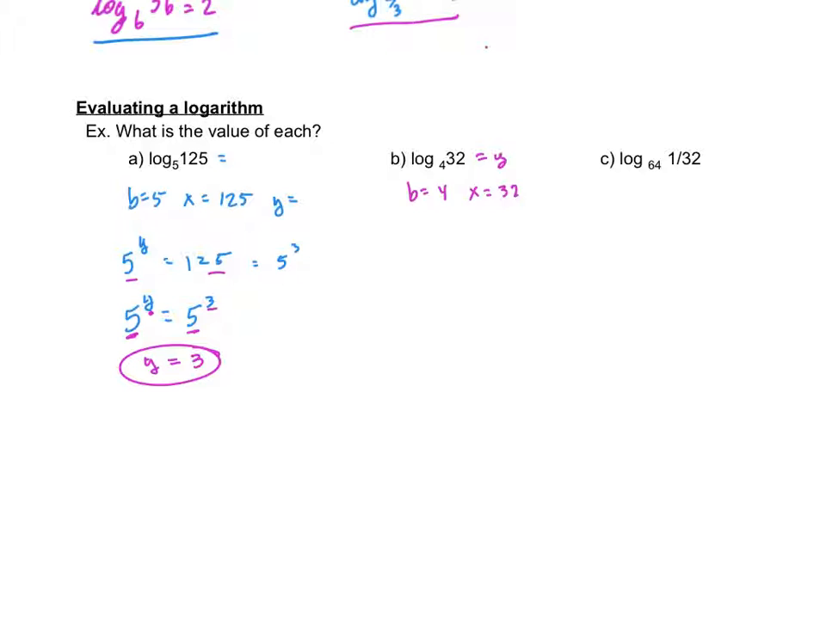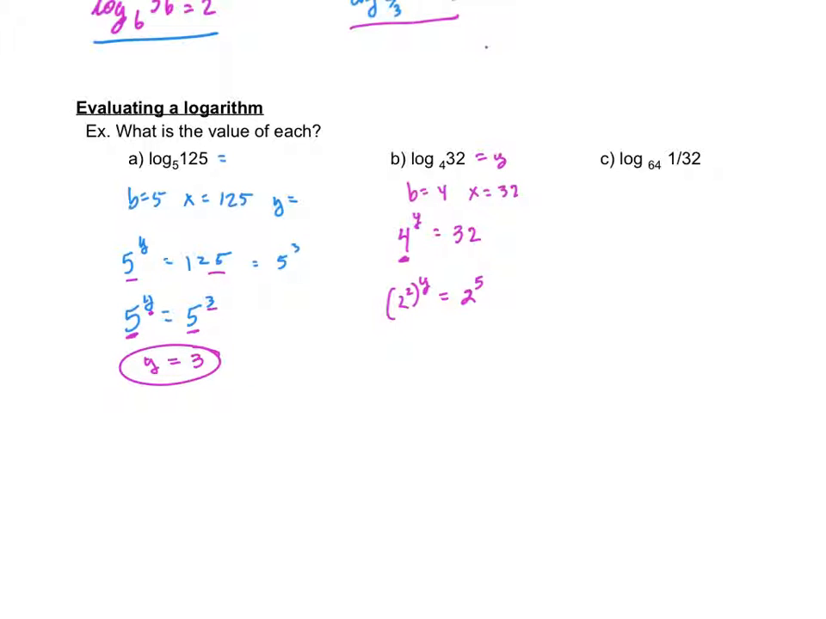So if I have 4 raised to some power is going to be equal to 32. Now, 32 is not a perfect square of 4, but what we can do is use our exponent rules. We can say that 4 right here is going to be 2 squared raised to the y. 4 is 2 squared. And then 32 is actually going to be 2 raised to the 5th power.